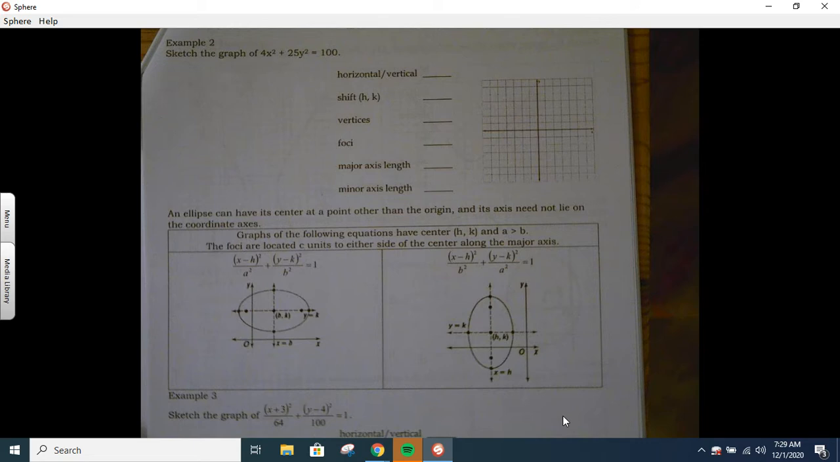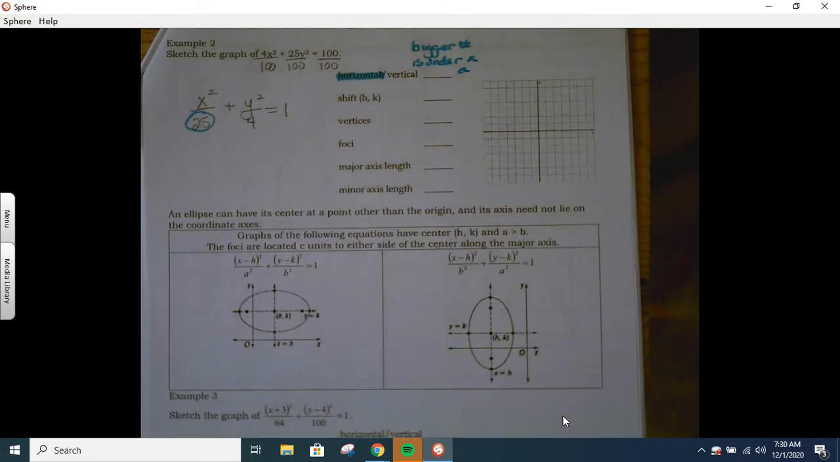All right, now, if I take a look at example 2 here, we want to sketch the graph. Well, it's not set up so that we have the equals 1 on the right. So I'm going to divide everything by 100, and then I'm going to reduce. So this is x squared over 25 plus y squared over 4 equals 1. So I'm going to get it into that format. And then horizontal or vertical. What I'm asking there is, is it going to be longer horizontally or vertically? Well, since the bigger number is under the x, it's going to be longer horizontally. The reason is the bigger number is under the x. That's my a value.